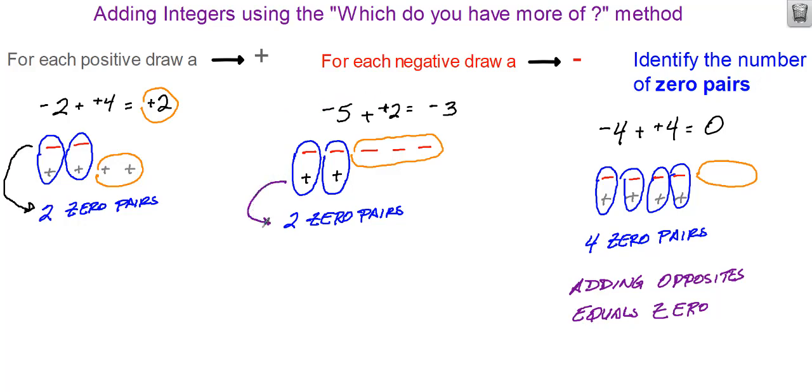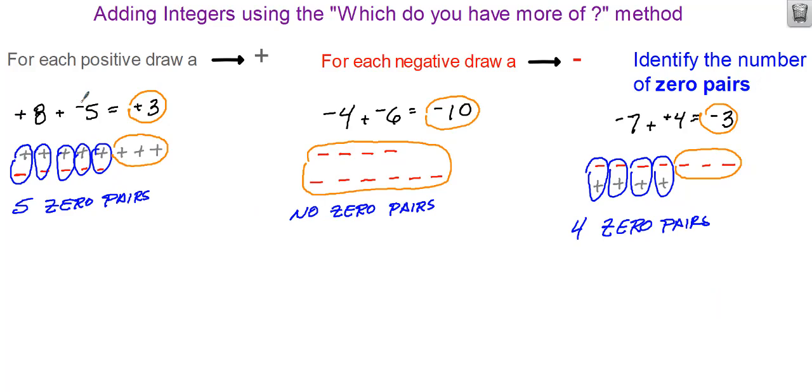That was the smallest amount of things we had, so that told us how many zero pairs there would be. Negative 4 and positive 4, well, those are both the same, so they created 4 zero pairs because those were identical. There were the same amount. Over on the next row, we had positive 8 plus negative 5. Well, here are our 5 negatives. They created 5 zero pairs. Negative 4 plus negative 6, no zero pairs. Negative 7 and positive 4, 4 positives. We had less positives, so those 4 could cancel 4, leaving what was left.